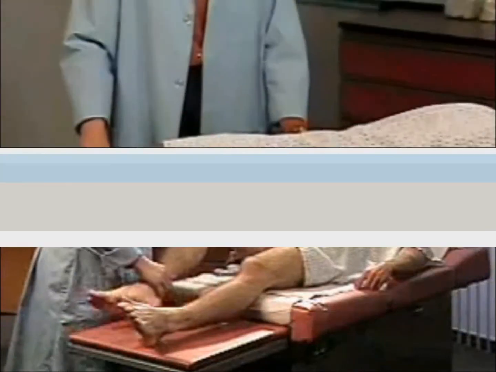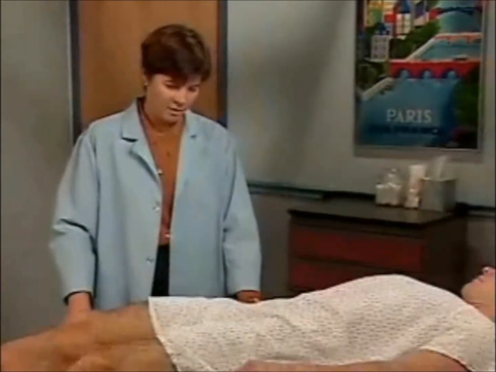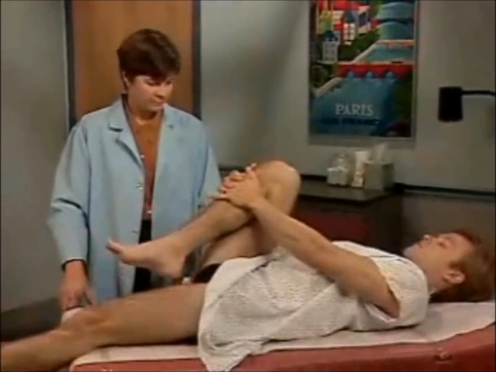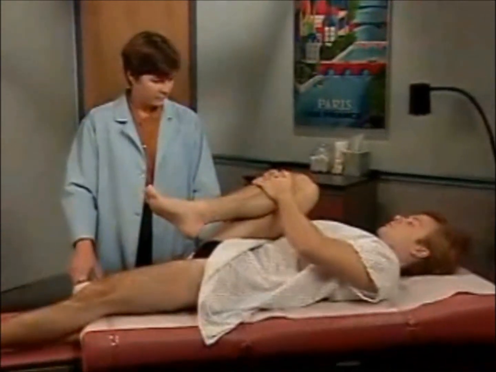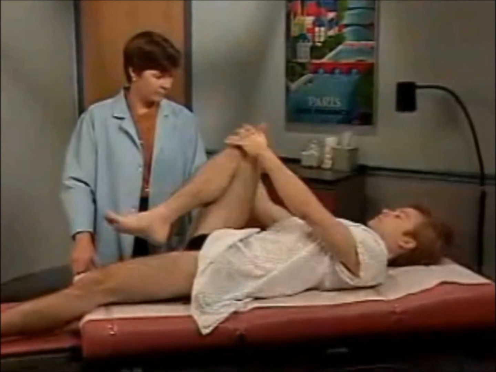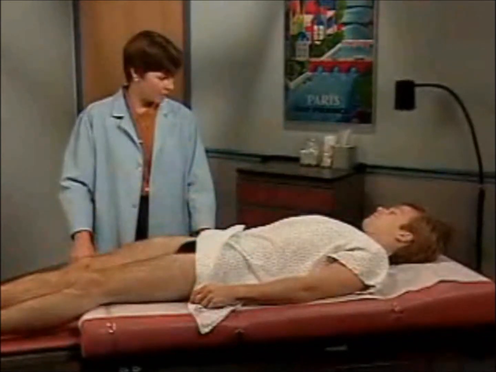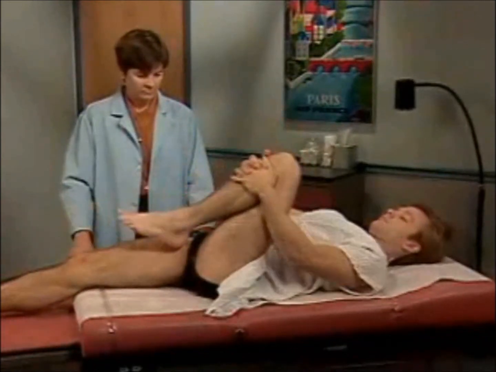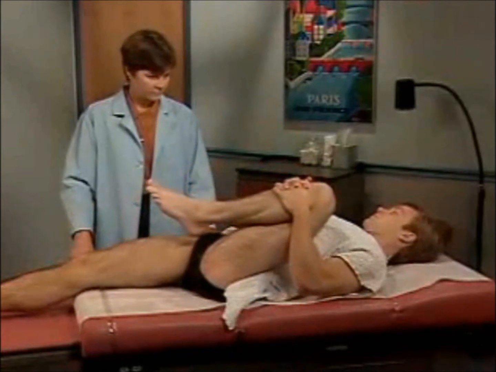Assess the patient's hips, beginning with hip mobility. Leg on the table. Ask the patient to bend his knee to his chest, pulling it firmly against his abdomen. He should be able to flex his knee and hip without difficulty while the opposite thigh remains near the table. Very good.